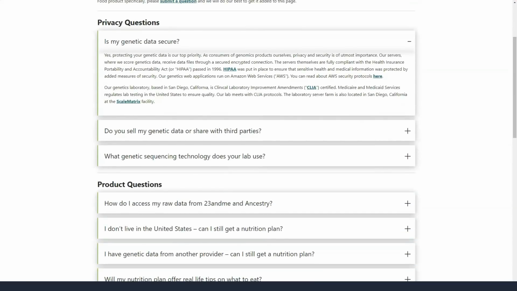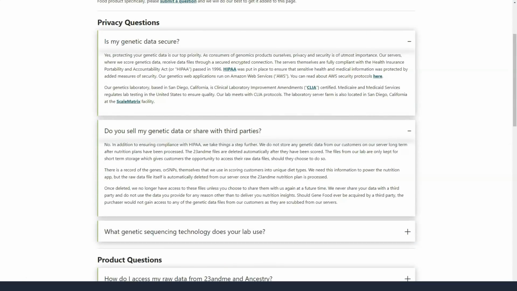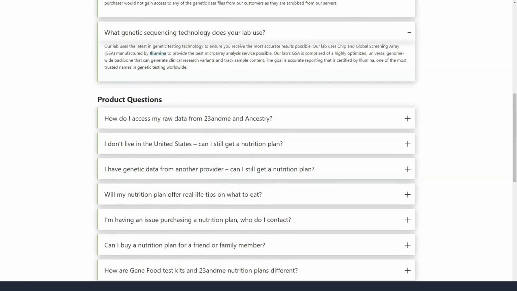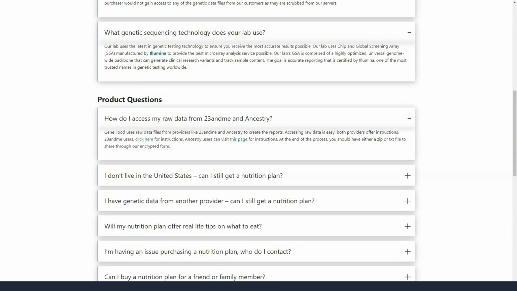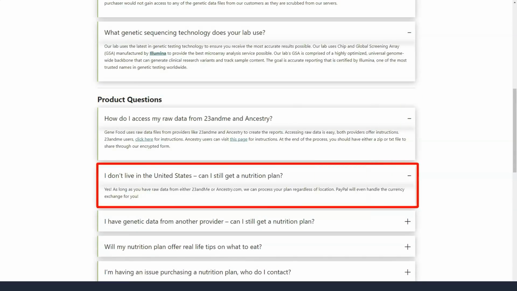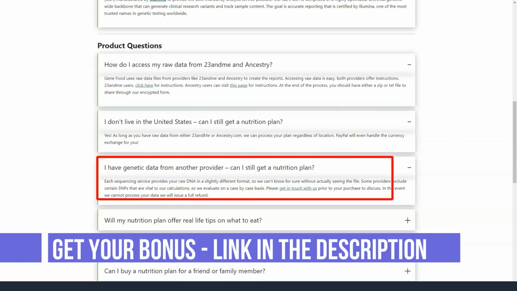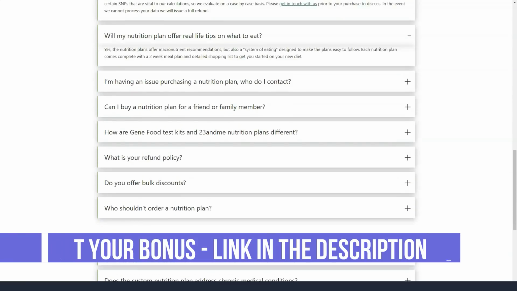raw genetic information. The company only keeps records of the analyzed SNPs to evaluate and recommend to customers their ideal type of diet. After deleting the file, they claim they no longer have access to the genetic data. The company claims it does not transfer or sell the information to third parties.